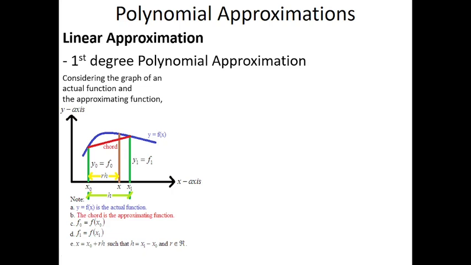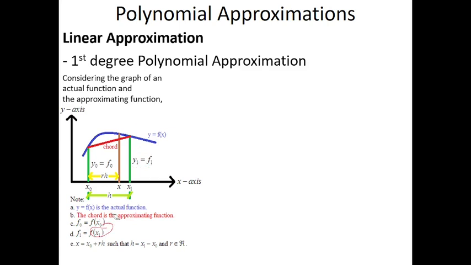In this case, we have here f sub 0, and f sub 0 is also the same as y sub 0. So f sub 0 equals f of x sub 0. That's the interpretation to that. Then f sub 1 is equal to y sub 1, which is equal to f of x sub 1.